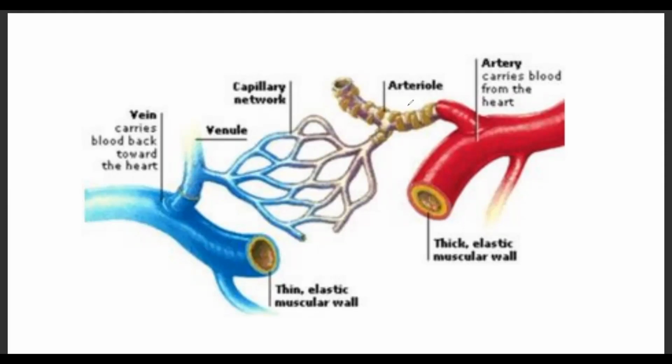Okay? So what are arteries? Now here you can see this red color vessel. It is called an artery. Normally arteries carry blood from the heart to the organs.